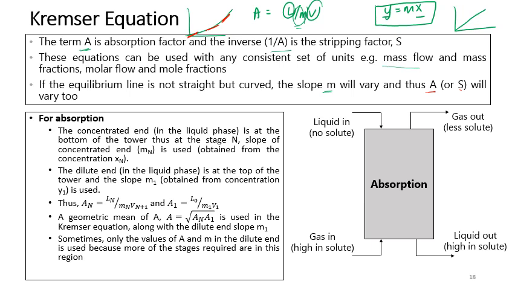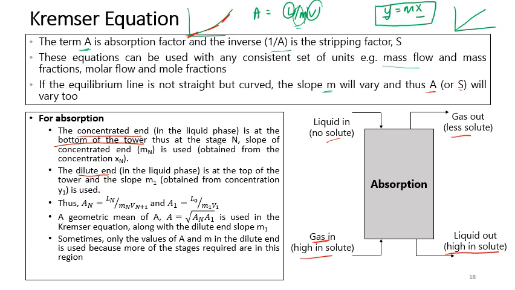Let's take a look at absorption. Which part of the absorption column has a high concentration of solute? As you know, for absorption, the gas inlet is at the bottom. The gas inlet has a high concentration of solute, and the gas outlet has less. The liquid inlet normally has no solute, or a very minute concentration if you're using recycled solvent. But the liquid outlet will contain a high concentration of solute because it absorbs the solute from the gas. So the concentrated end is at the bottom of the tower in an absorption column, and the dilute end is at the top.